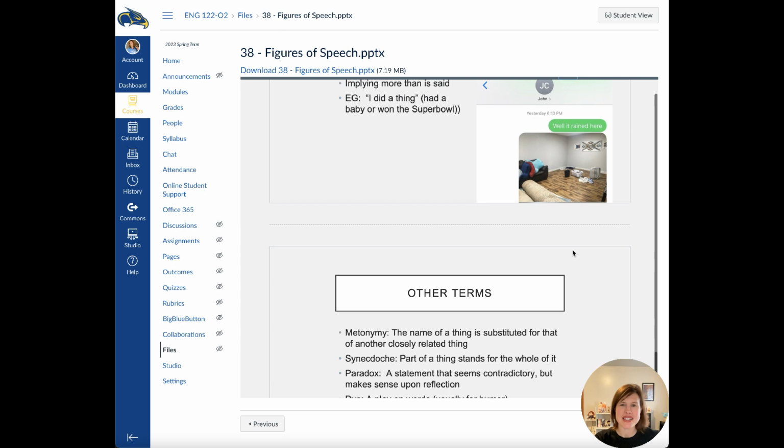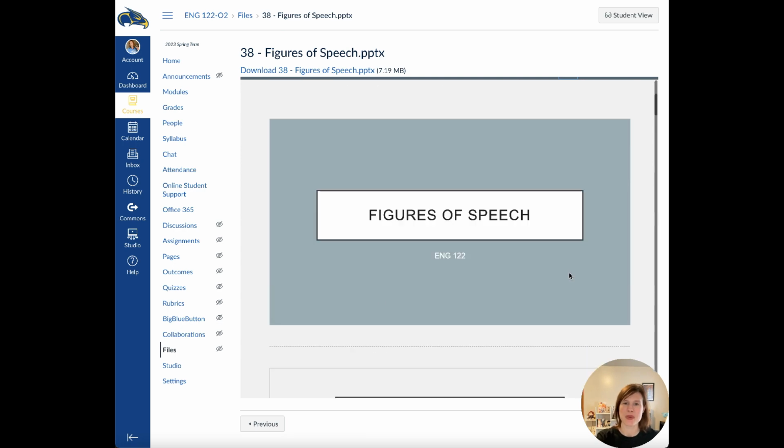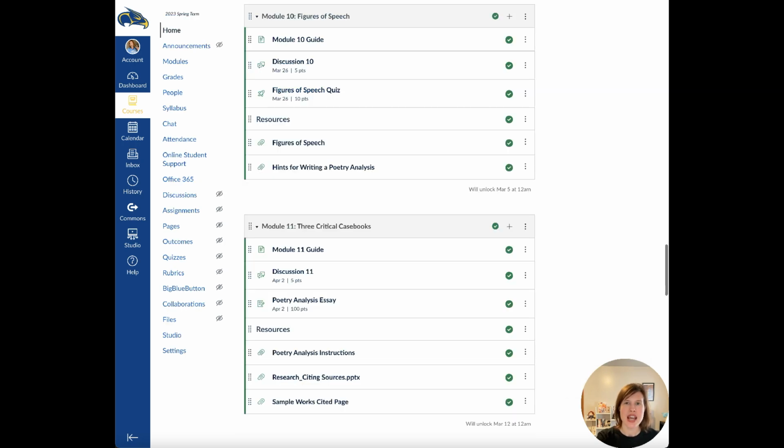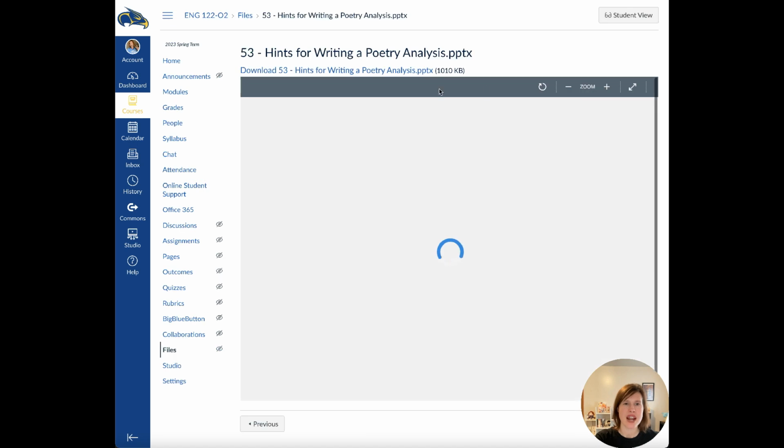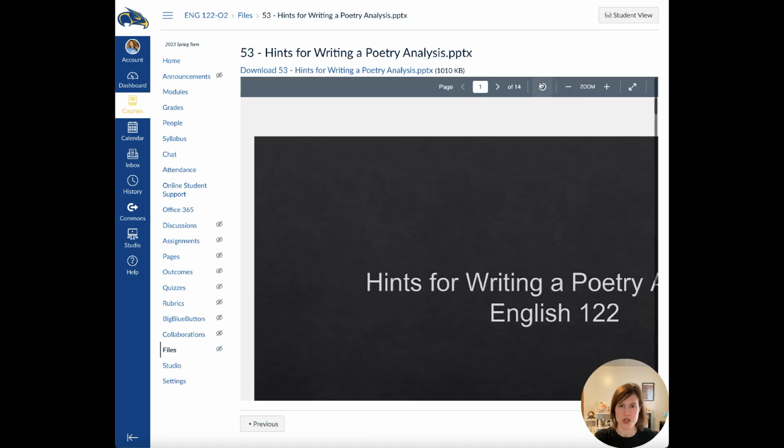So that's basically figures of speech, though. That's what this section of this chapter is about. And so hopefully that helps you understand that segment of reading. Definitely check out that part of reading in our textbook, though, because there are some really good examples that go along with it. And then finally, we have our hints for writing a poetry analysis, which is going to be due next week.